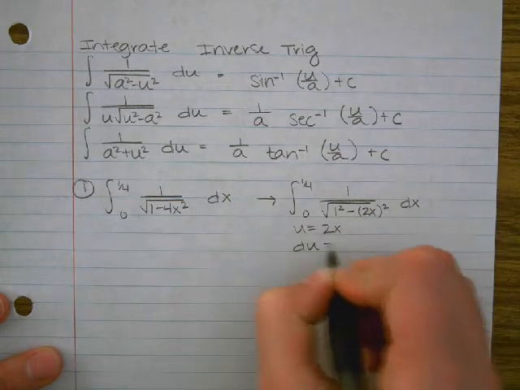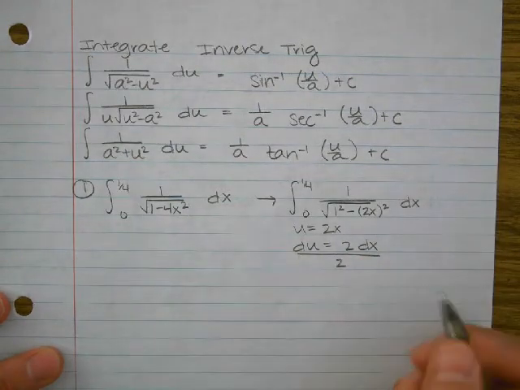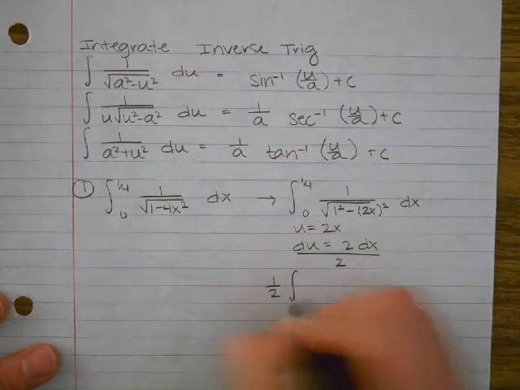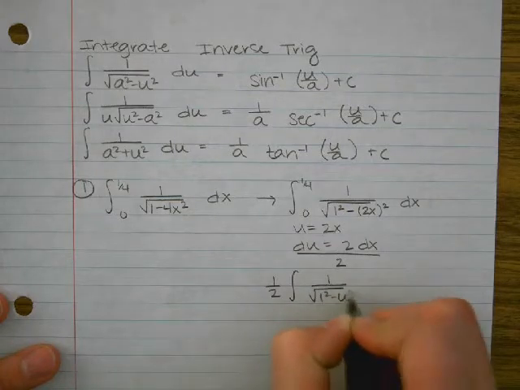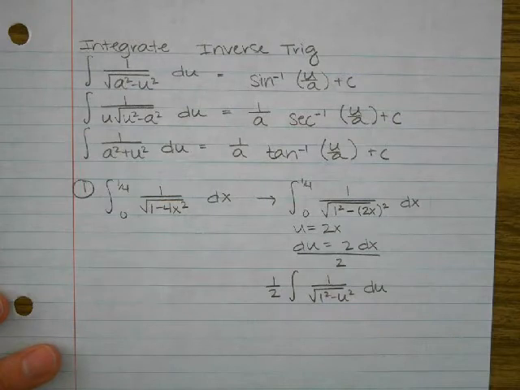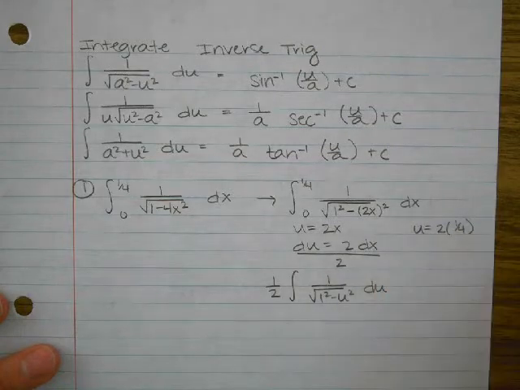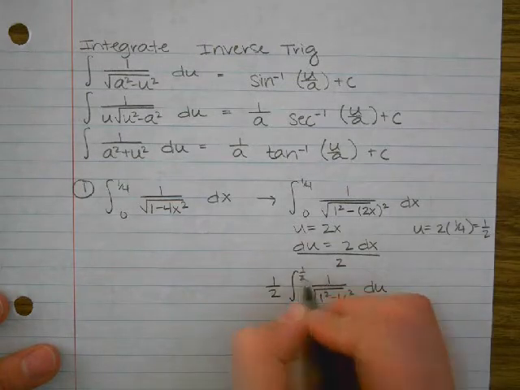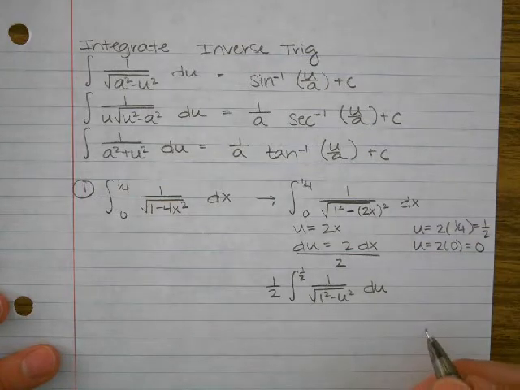That means my du is 2 dx, which I do not see in the problem. So now I'm going to be taking 1/2 times the integral of 1 over the square root of 1 squared minus u squared du. And for me to be able to put the numbers in, I have to say u equals 2 times 1/4, and 2 times 1/4 is 1/2. And I'm going to say u equals 2 times 0, which is 0.